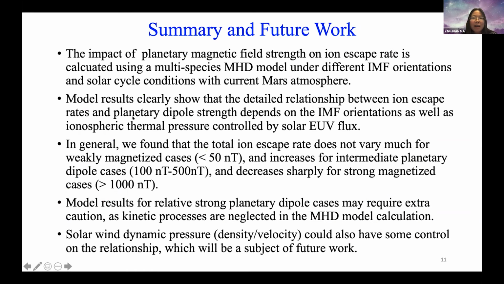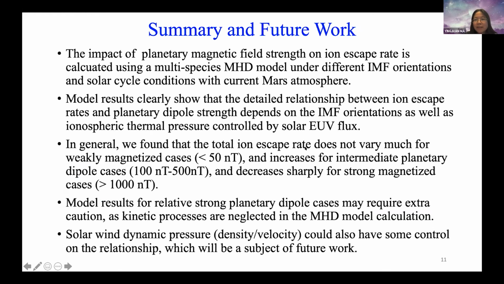As a summary, the impact of planetary magnetic field strengths on ion escape rates is calculated using a multi-species MHD model under different IMF orientations and solar cycle conditions with current Mars atmosphere. Our model results clearly show that the detailed relationship between ion escape rates and the planetary dipole field strengths depends on the IMF orientations, as well as the ionospheric thermal pressure controlled by solar EUV flux.